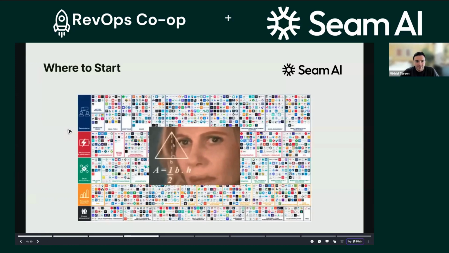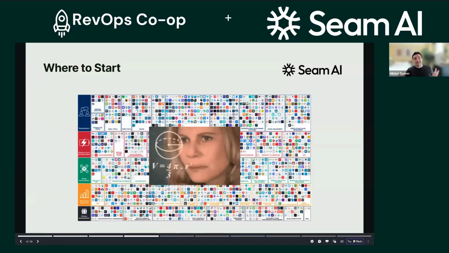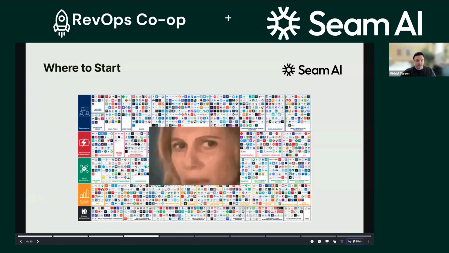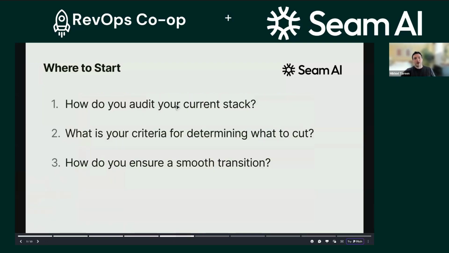Okay, where to start? You see these charts all the time, like the go-to-market stack, the premier tools you should be using. I think it highlights the challenges that a lot of RevOps teams are facing right now around where do you even start? How do you tackle this thing? All these tools that you purchase, they're evolving, they're changing, there's more feature overlap than ever before. So how do you tackle this problem? Let's go through these questions one by one. So first, how do you audit your current stack? How do you even know what you have?